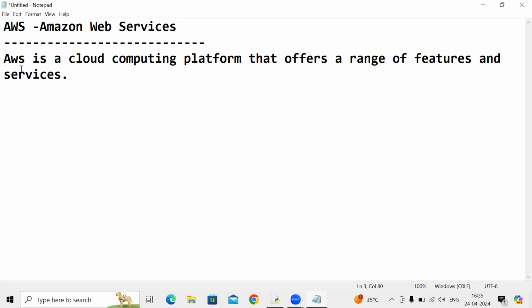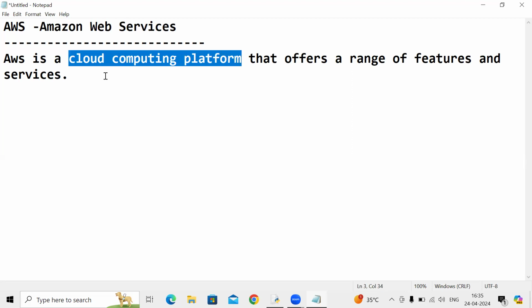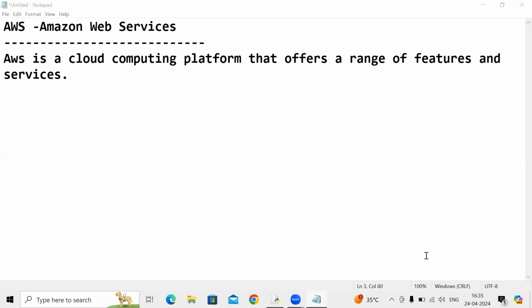Coming to Amazon AWS, the definition of AWS is that AWS is a cloud computing platform that offers a wide range of features and services.